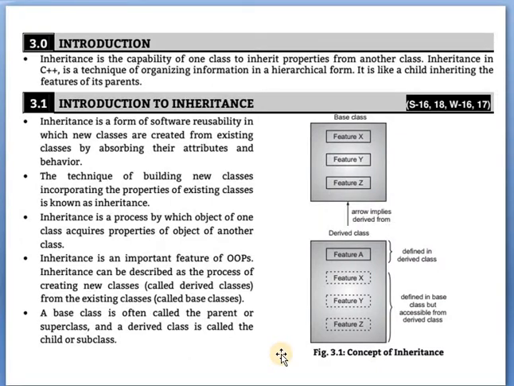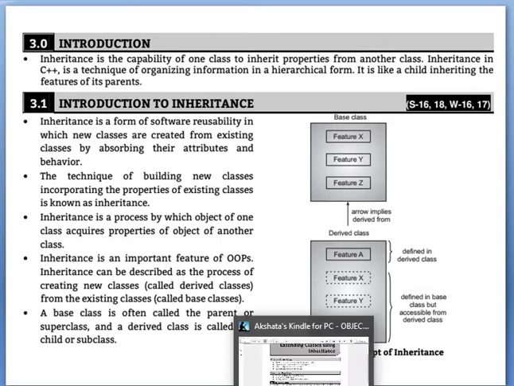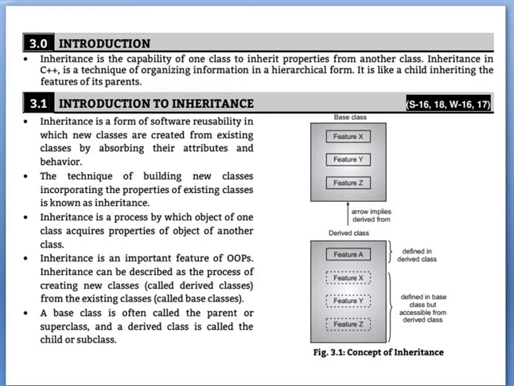So let us start with the introduction of inheritance. Inheritance is the capability of one class to inherit properties from another class. Inheritance in C++ is a technique of organizing information in a hierarchical form. It is like a child inheriting the features of its parent. So we will take one example.